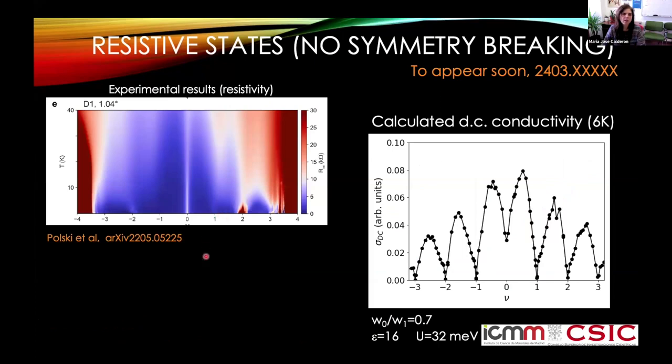Okay, so just to finish the comparison with the experimental result that I presented at the beginning, I remind you of these resistivity measurements as a function of the doping, and we can see how these resistive states survive up to high temperatures at integer fillings. We have calculated the DC conductivity that follows this kind of behavior, with a suppression of the conductivity or an increase of the resistivity at the integer fillings. That is similar to the result that we have if we look at the density of states.